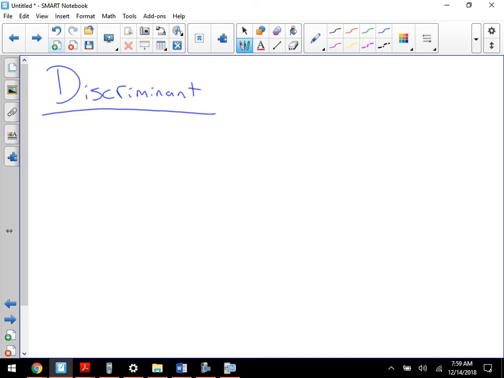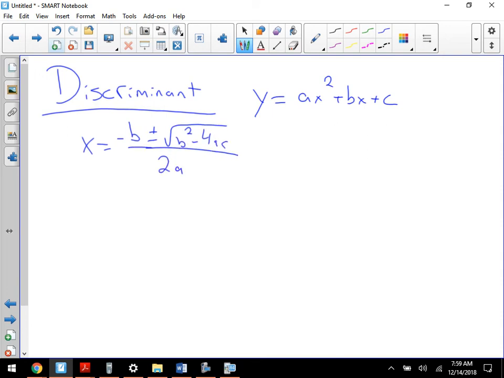Discriminant. When we're dealing with quadratic functions, we're dealing with functions in the form y equals ax squared plus bx plus c. Does that vaguely ring a bell? Now, you have the thing called the quadratic formula. x equals -b plus or minus the square root of b squared minus 4ac, all over 2a. But you also had the thing in there that was called the discriminant. What was the discriminant? Very good.